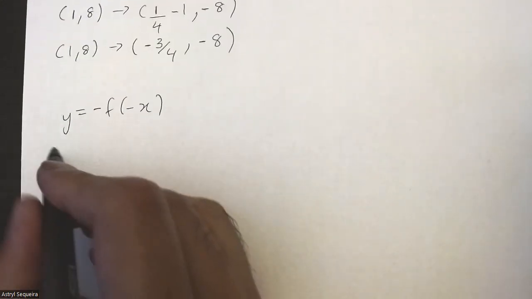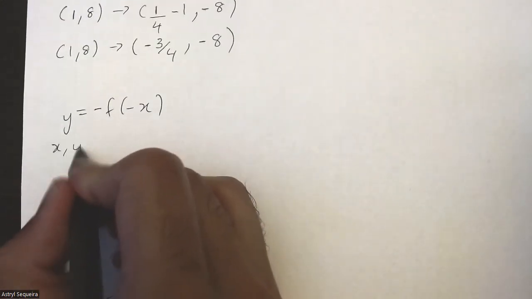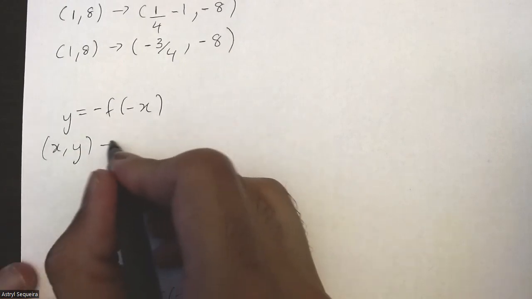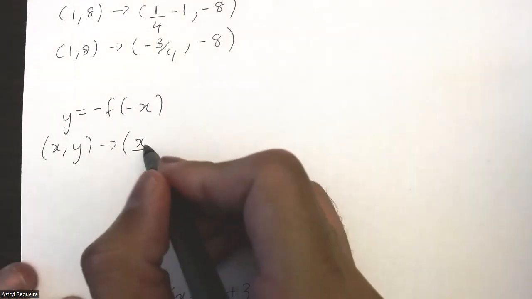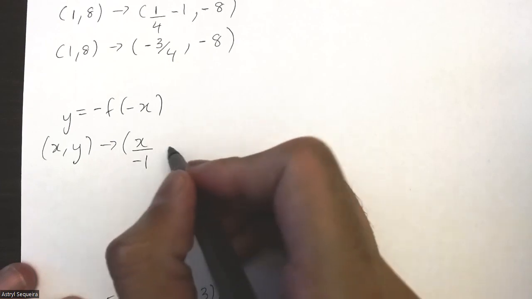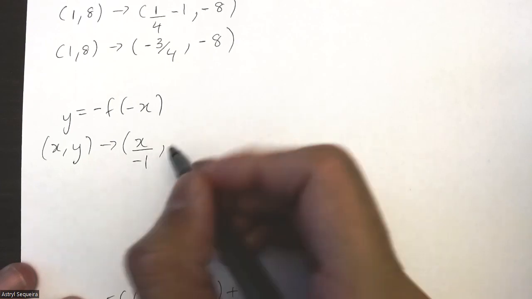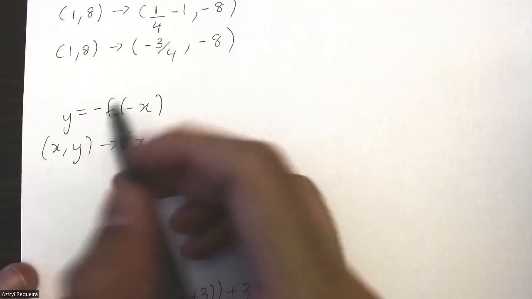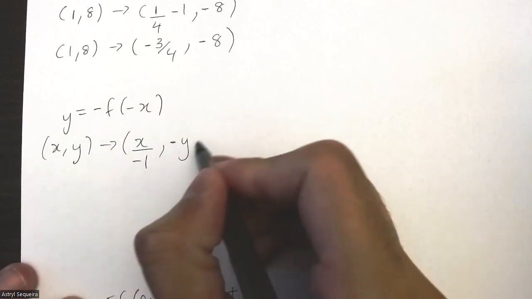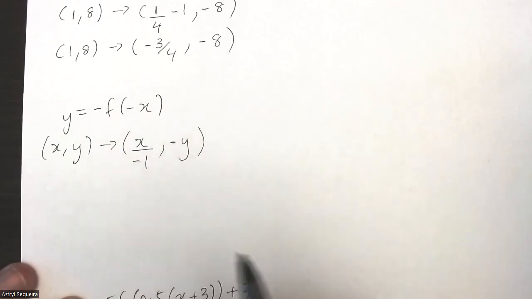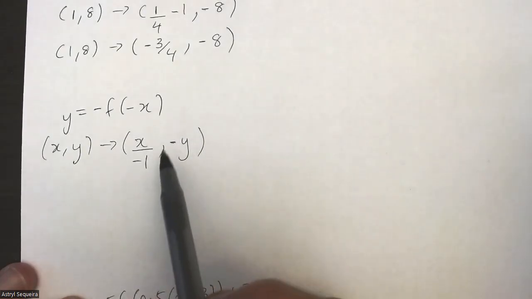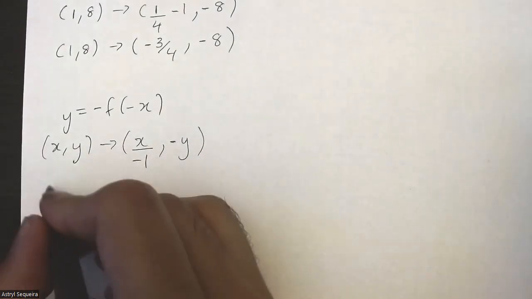Let's go to the second question. Then I'll start with my mapping rule. So (x, y) gives me x over k, which is -1. There's no d value. My a value is -1. And again, there's no c value. So that's my transformation. It's pretty simple here. Just a reflection in both axes.